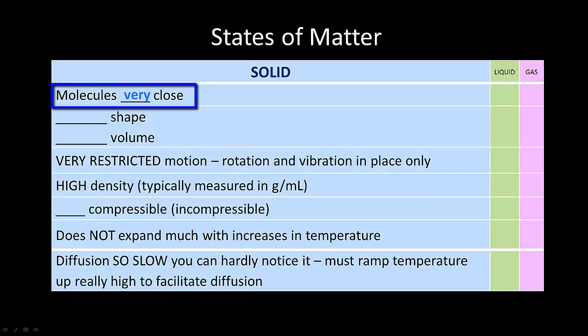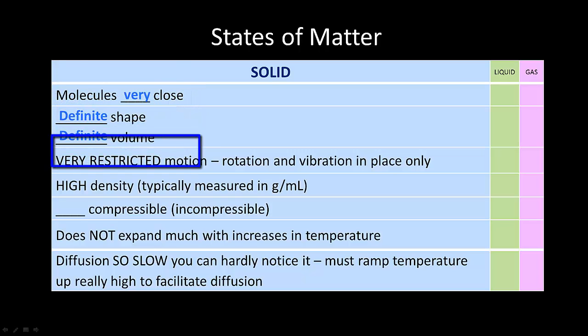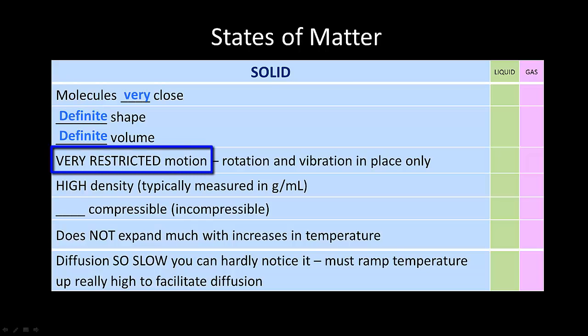Molecules are very close. They have a definite shape and a definite volume. They are very restricted in motion, rotation and vibration in place only for solids, which means they don't move around very much. They usually have a high density.